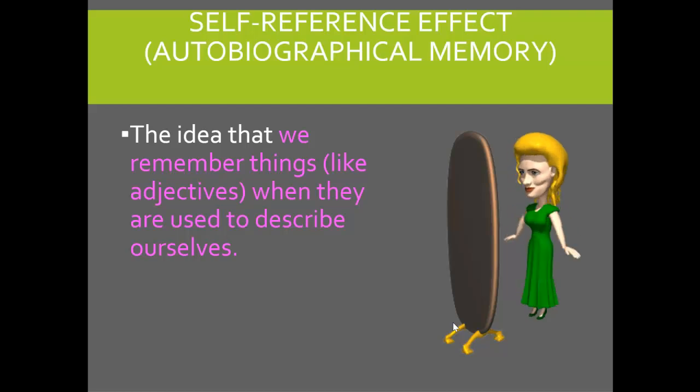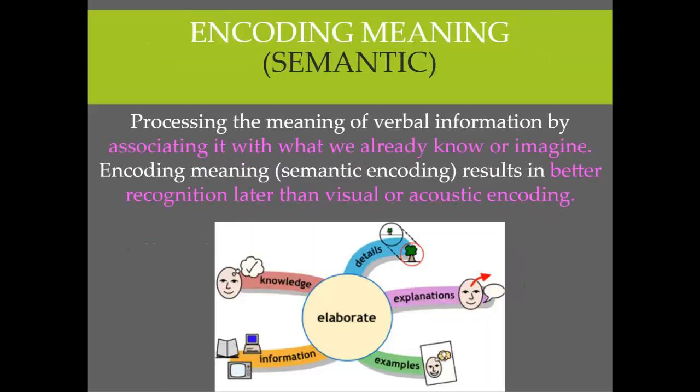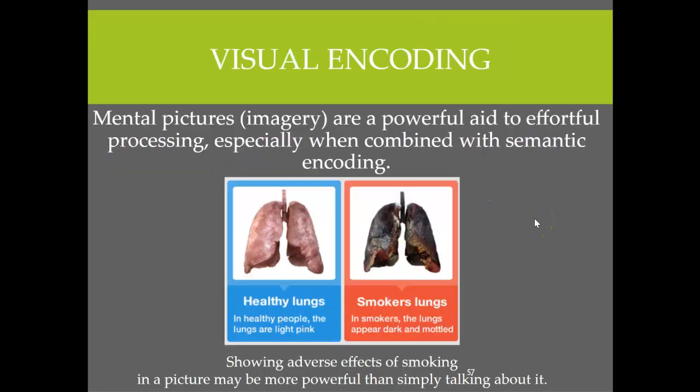Self-reference effect says that we remember better things that relate to ourselves. Elaborate, when we elaborate is when we add more details. Your history teacher tells you a whole story about a battle, and then you're more likely to remember the causes and the effects of that. So lots more details. That's also part of semantic.